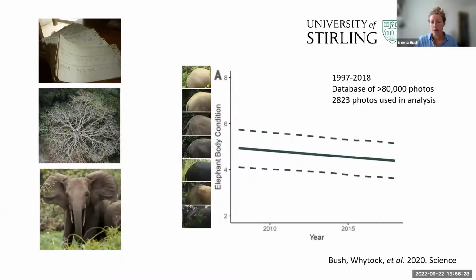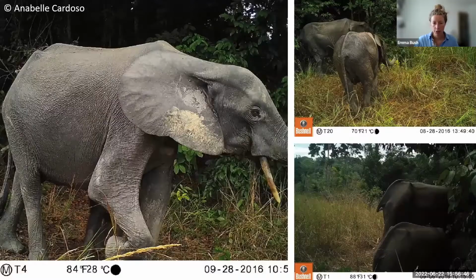We gathered together a huge database of photographs of elephants taken over the last 20 years. And Robin Whittock led on this part of the analysis. These photos were scored for the body condition of these animals, and we showed a reduction in the body condition over this time period. And just to give you an example of what that looks like, it's much more common now to be seeing elephants that are very skinny, and we can see that through their hips and their spine sticking out through their skin.